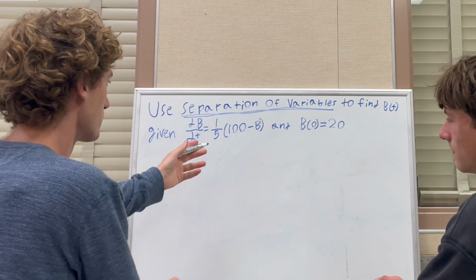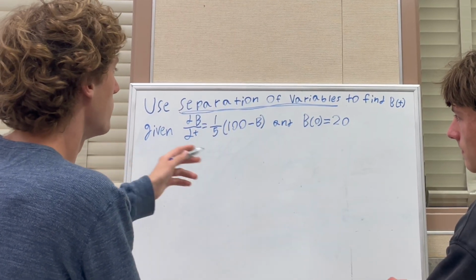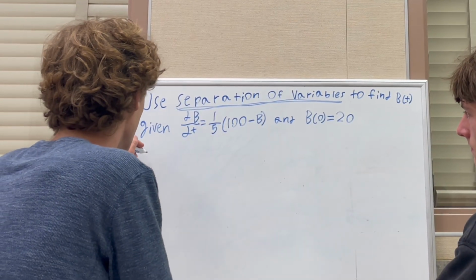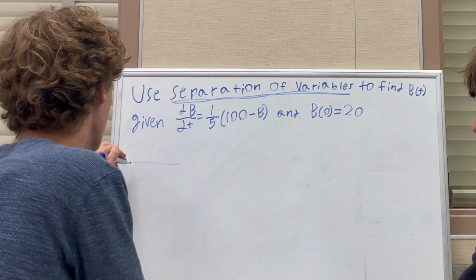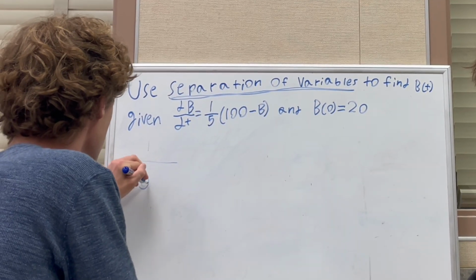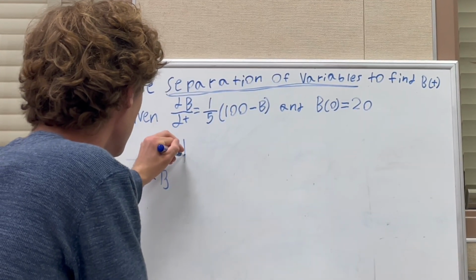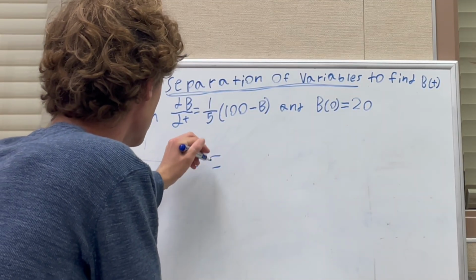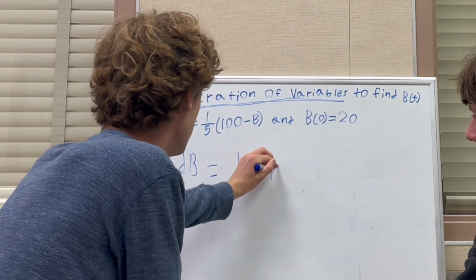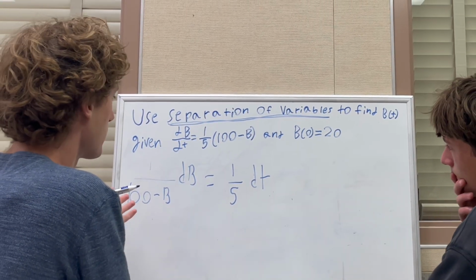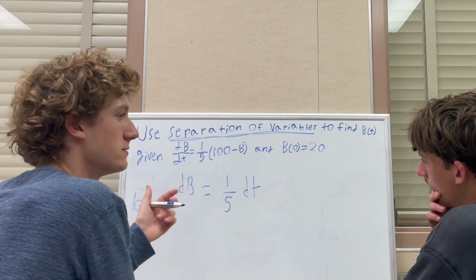So what we're going to do is first move the b terms and the non-b terms to either side. We're going to divide the left-hand side by 100 minus b, so 1/(100 minus b) dB is equal to 1/5 dt. And now, I'm sure you recognize a lot of integrals here. What can we do to both sides?